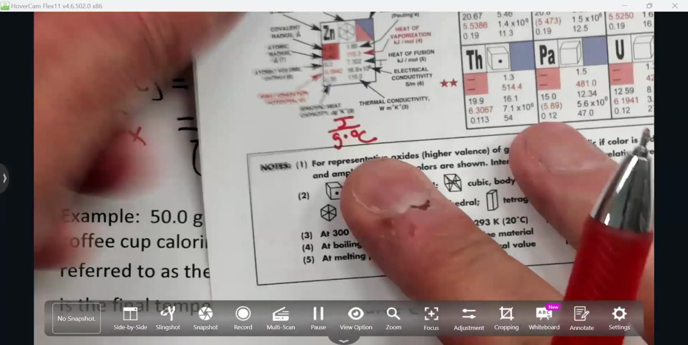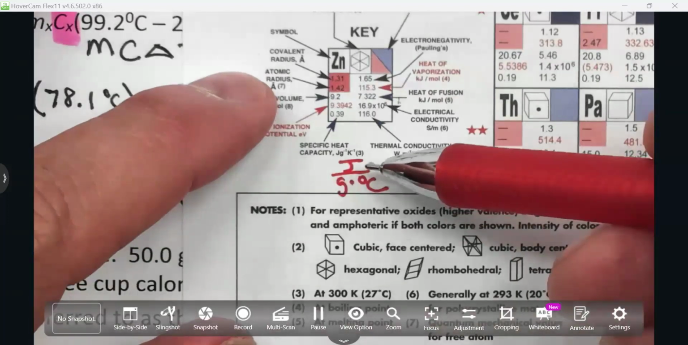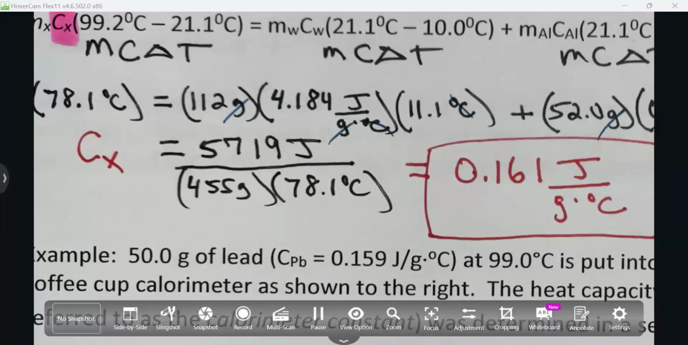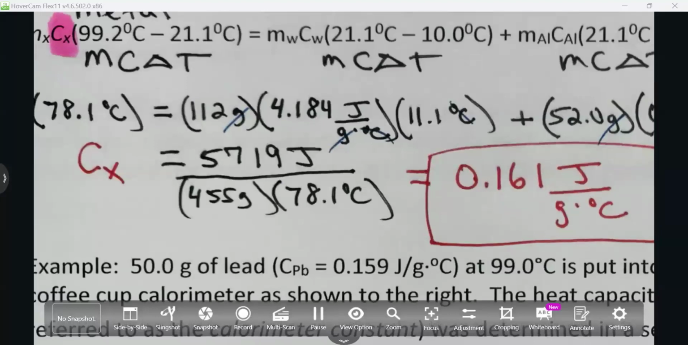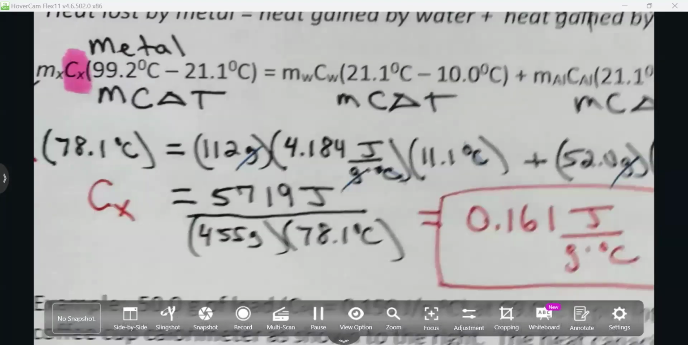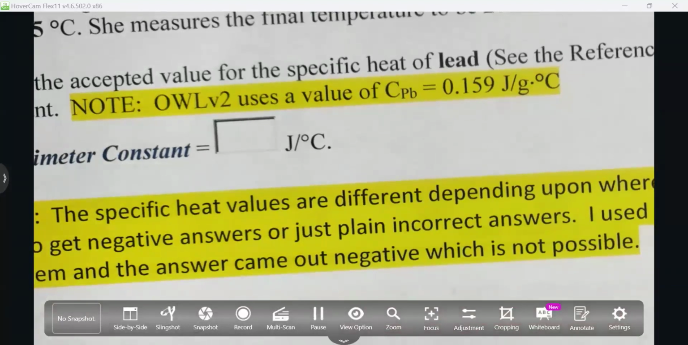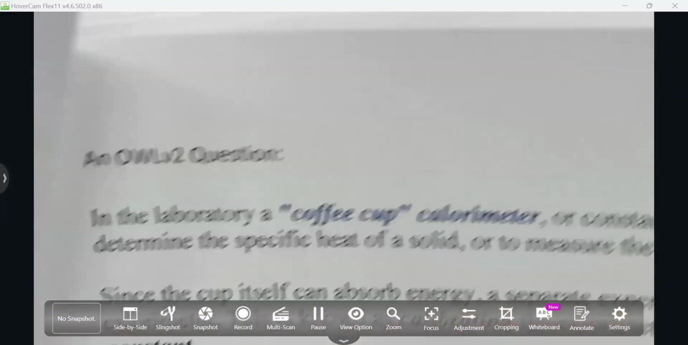I must have showed you this last time, I think. On the backside of your periodic table, bottom left has specific heat. Okay. Now, let's set up the next one because it relates directly to the OWL question. In fact, I've got an ugly owl right here.